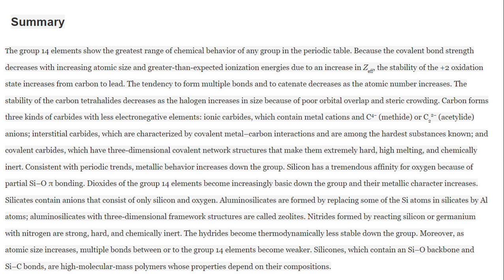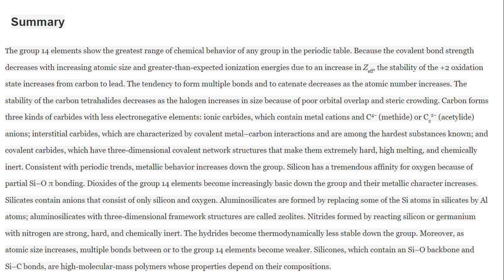Silicon has a tremendous affinity for oxygen because of the partial silicon-oxygen pi bonding. Dioxides of the group 14 elements become increasingly basic down the group and their metallic character increases. Silicates contain anions that consist of only silicon and oxygen. Aluminosilicates are formed by replacing some of the silicon atoms in silicates by aluminium atoms. Aluminosilicates with three-dimensional framework structures are called zeolites.